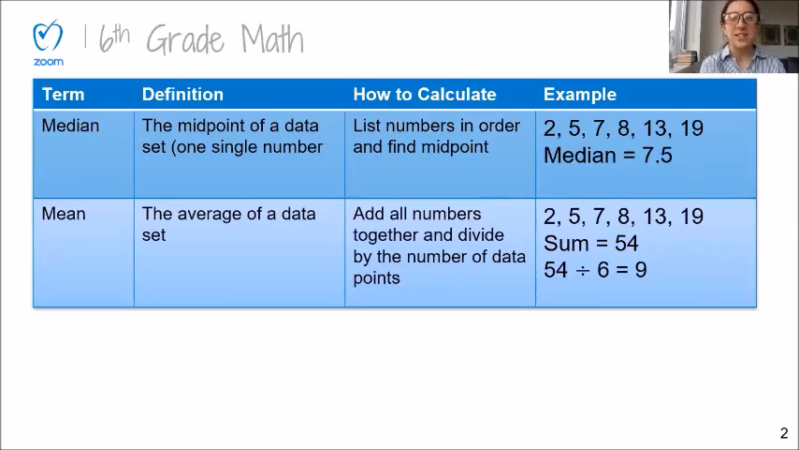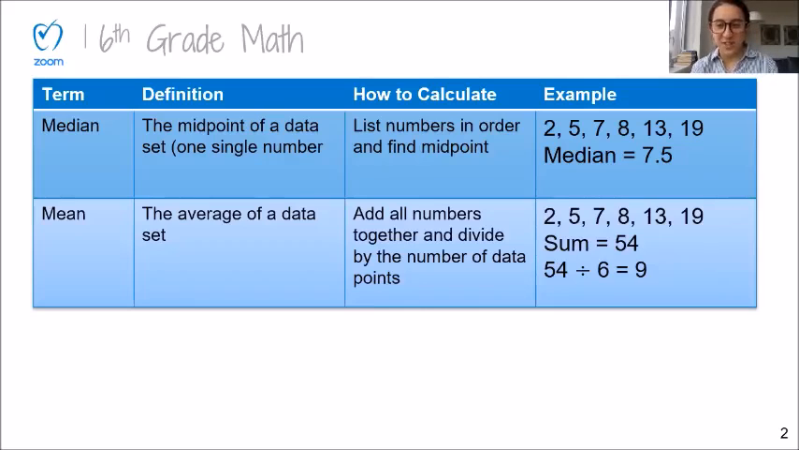The mean, on the other hand, is the average of the data set. Remember, we add all the numbers together and we divide by the number of data points. So in that example there, you can see we added all of our numbers together to get 54, and we divided by 6 because there are 6 numbers in our data set.